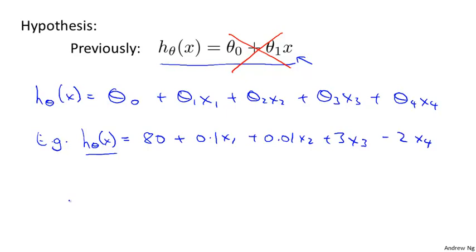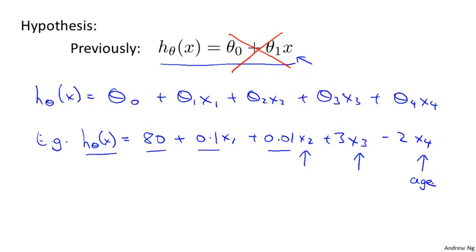This is saying that the base price of a house is maybe 80,000 plus another 0.1. So that's an extra $100 per square foot. Plus the price goes up a little bit for each additional floor that the house has. So x2 was the number of floors. And it goes up further for each additional bedroom the house has, because x3 was the number of bedrooms, and the price goes down a little bit with each additional year of the age of the house.